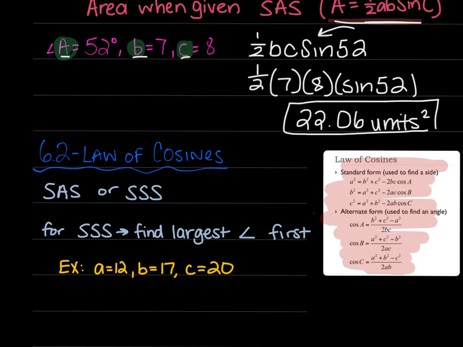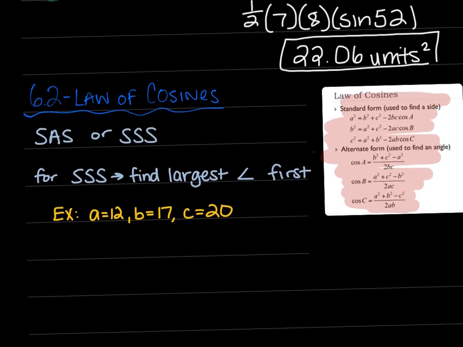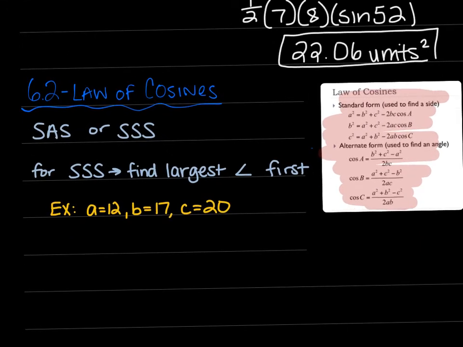And then we got to law of cosines, and all of those formulas are there on the right. You need to know all of those. We use law of cosines for side, angle, side, and also side, side, side. So if we had side, angle, side, I would have to find the remaining side first by using the standard form, one of the ones on the top. And for side, side, side, you're always going to start with the largest angle first.